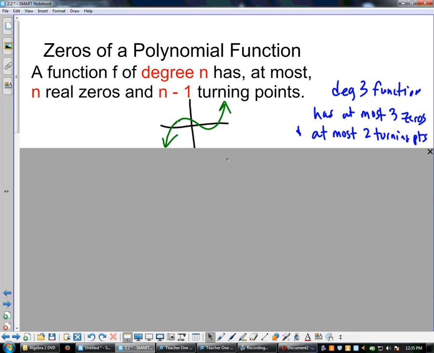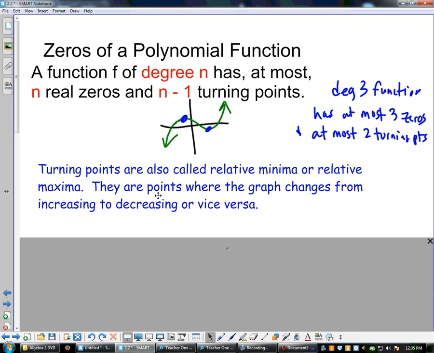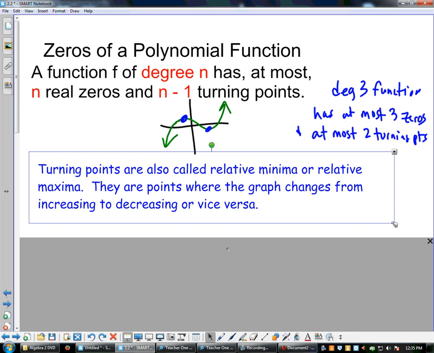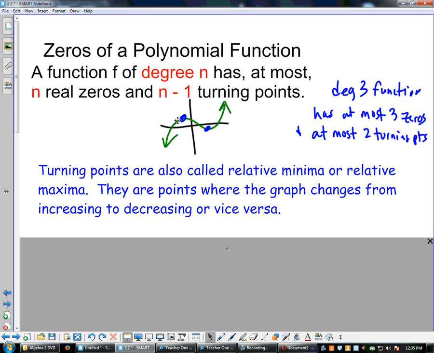How many turning points does it have? Turning points are going to be these relative minimums and relative maximum points, right? That's why at most it's going to have 2. The turning points are called the relative minima and relative maxima. They are points where the graph changes from increasing to decreasing or vice versa. So this point right here would be a relative maximum because it's changing from increasing to decreasing. This point right here would be considered a relative minimum because the function's changing from decreasing to increasing. Those are called turning points.